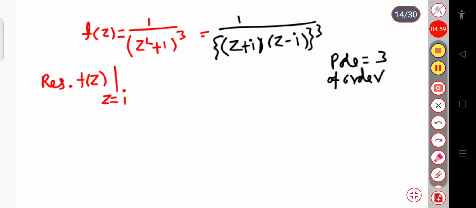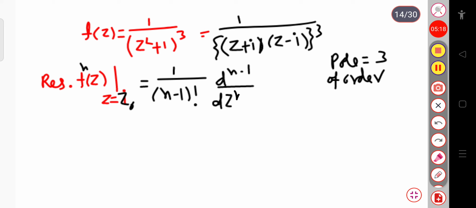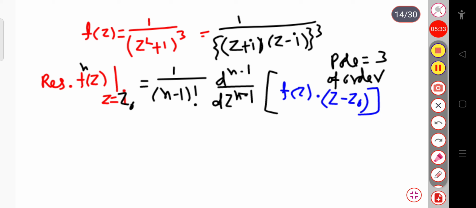And now if I use the formula for the nth order pole at z = z₀, you can write the residue equal to 1/(n − 1)! into the (n − 1)th derivative d^(n−1)/dz^(n−1) of f(z) into (z − z₀)ⁿ.